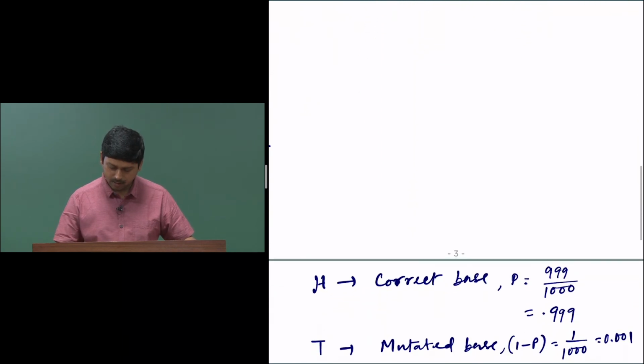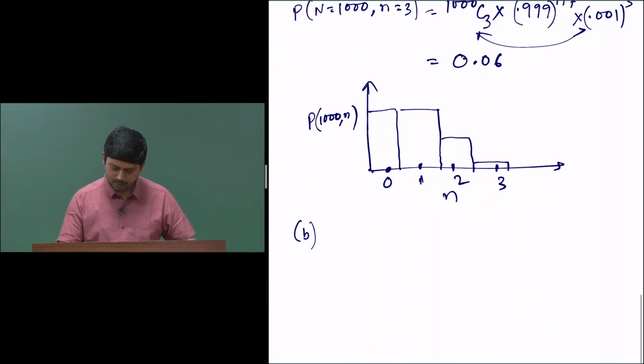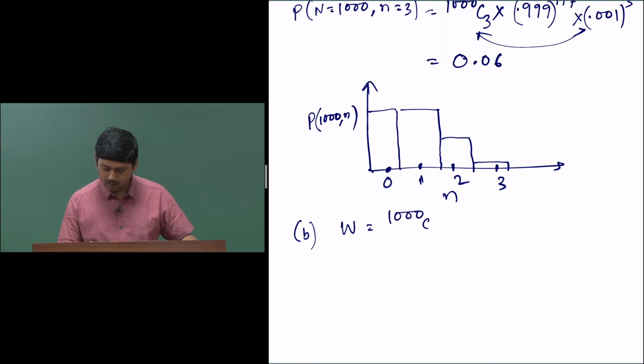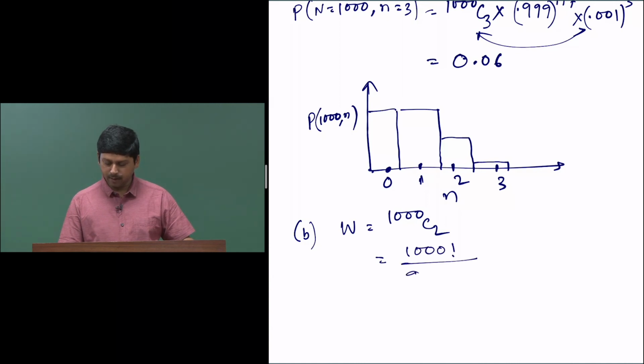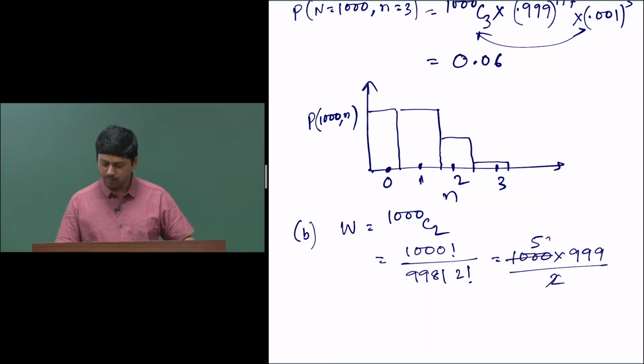So, that is straightforward. Out of 1000 you are going to get 2 mutations, which is 1000 C2. So, it is 1000 factorial by 998 factorial and 2 factorial, which is 1000 into 999 divided by 2, 500 into 999, this many.